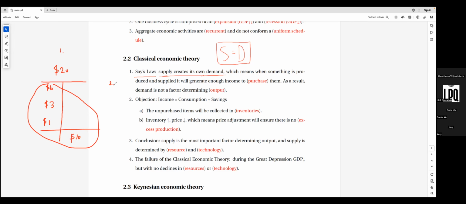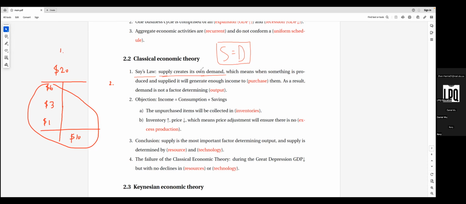Why does everybody try to make money? Because you want to buy something. Buy whatever you want: goods and services, delicious food, clothes, accommodation, a luxury car, whatever you want. Ultimately, you want to spend all this money. So if people make $20, ultimately, based on classical theory, people will spend $20.